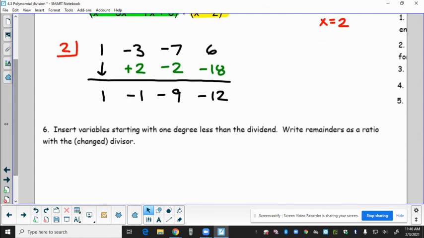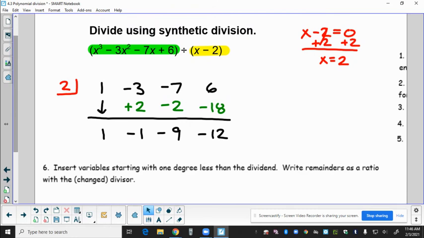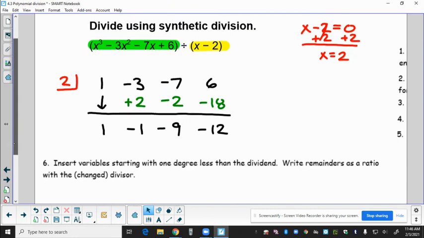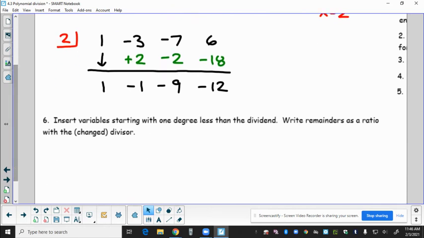Insert variables starting with 1 degree less than the dividend. Let's go up to our dividend. That's highlighted in green. That's the third power, isn't it? That's the degree. Insert variables starting with 1 degree less than the dividend. That's 1 degree less.